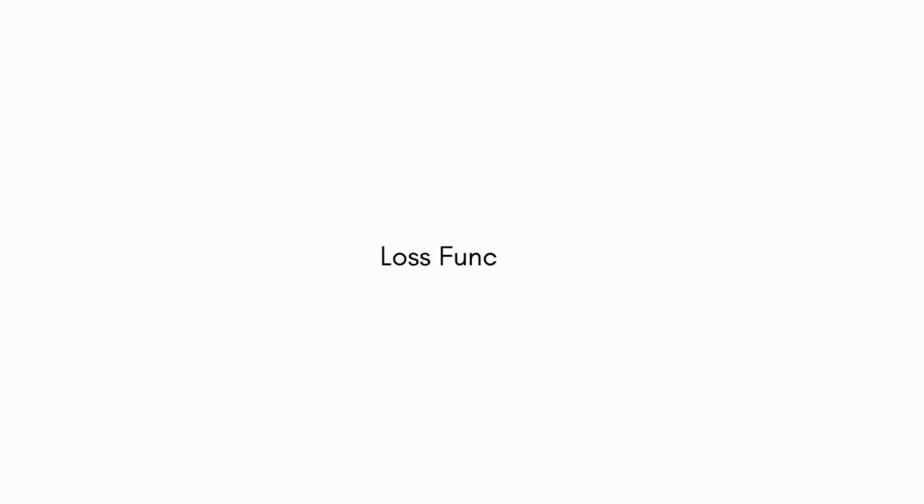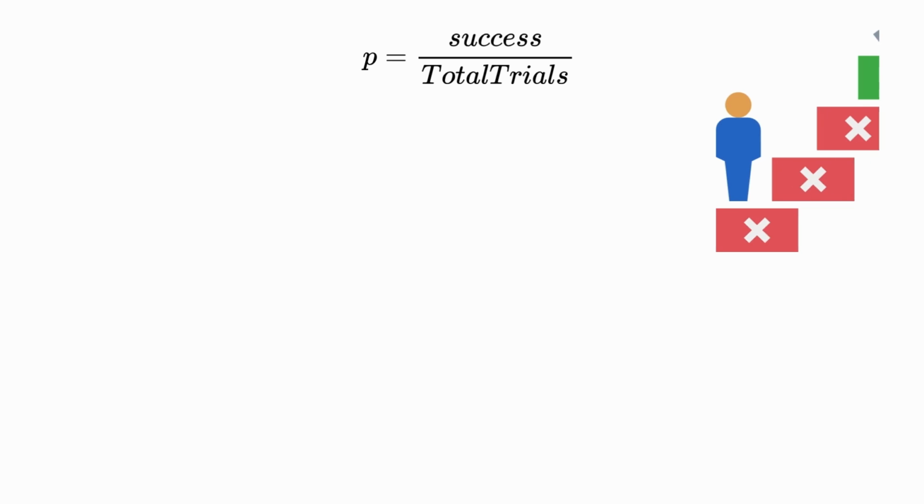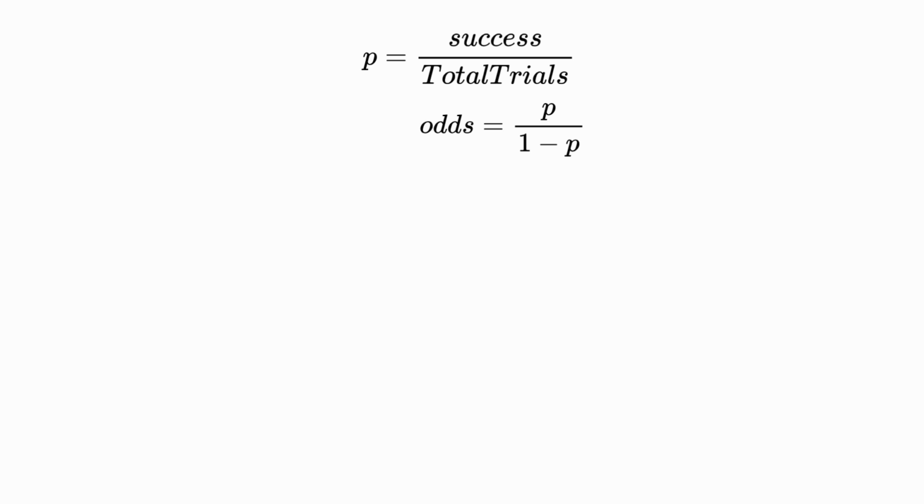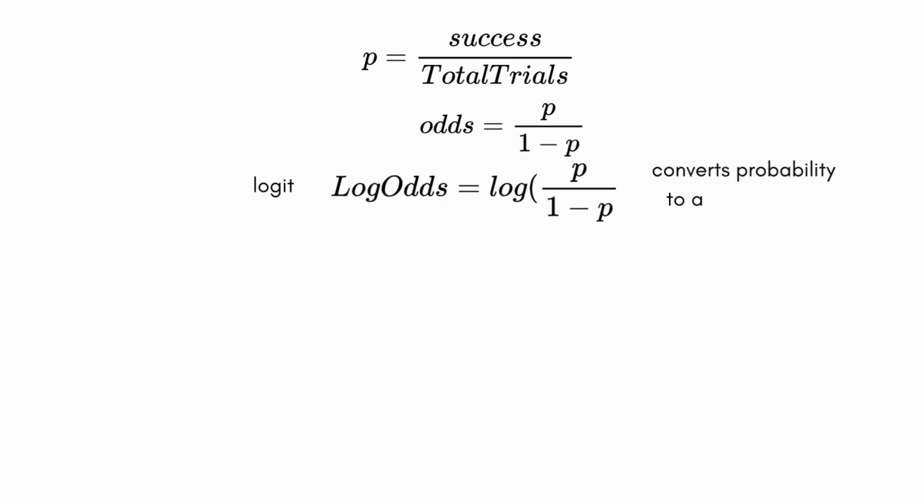Let's try to understand the loss function. The odds of the probability is given as success over trials. That can be written as p over 1 minus p. Taking logarithm of the odds gives us log odds, also called logit. It converts probability, which is bounded between 0 and 1, to an unbounded value.